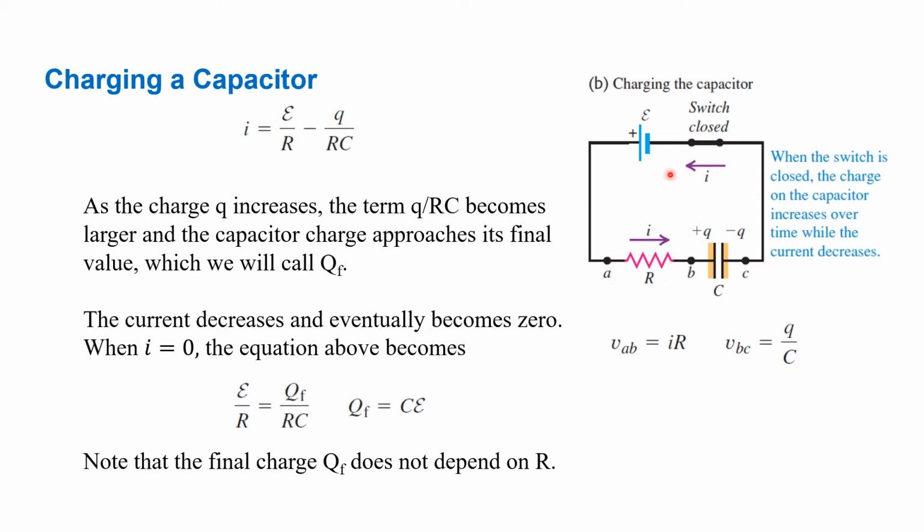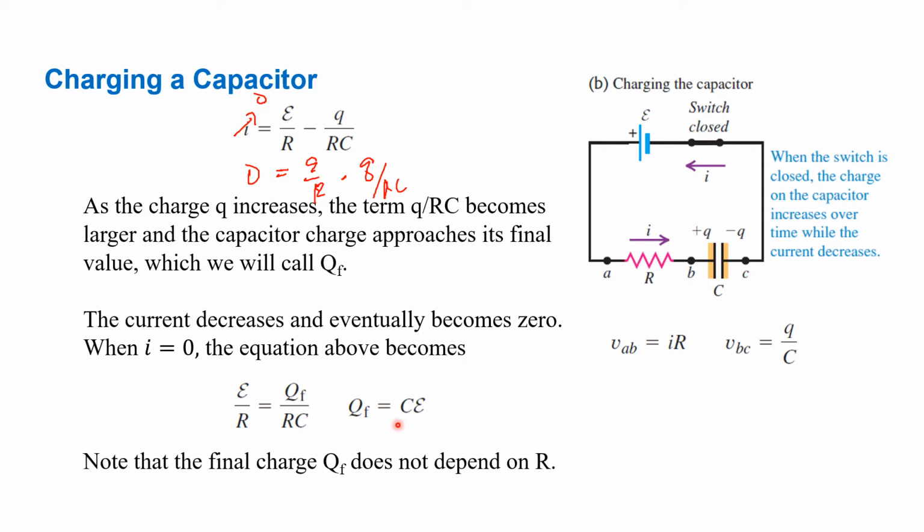And since the current becomes 0 when I equals 0, this equation here is equal to 0. So you have 0 equal to epsilon over R minus Q over RC. And you have this equation now: epsilon over R equals QF over RC. So we replace your Q with a big QF because we now approach the final value when your current is equal to 0. And you can just eliminate R and you can solve for your Q.